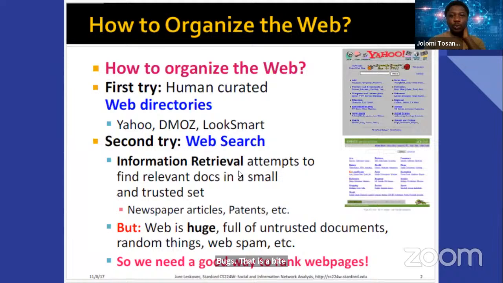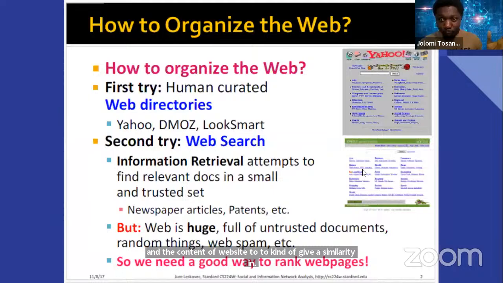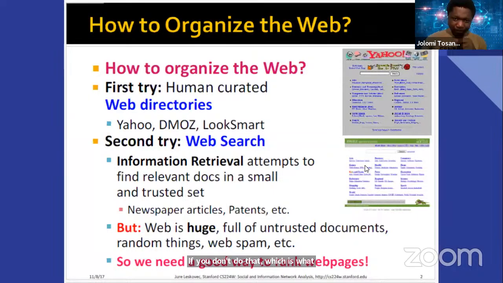Why not just try to apply information retrieval algorithms, right? Maybe you calculate the similarity between a search query and the content of a website to give a similarity metric. If you do that, which is what Google did when they came on board, that's what they did.